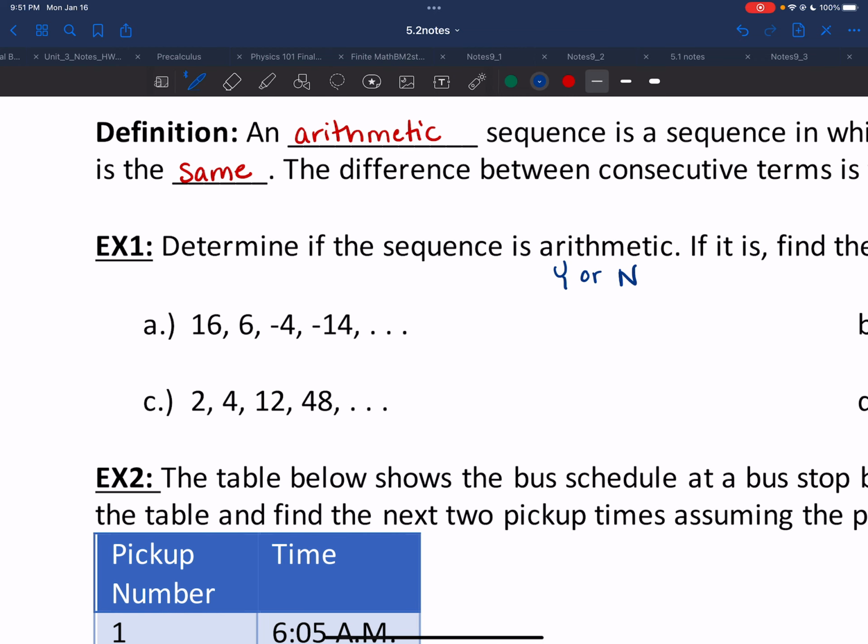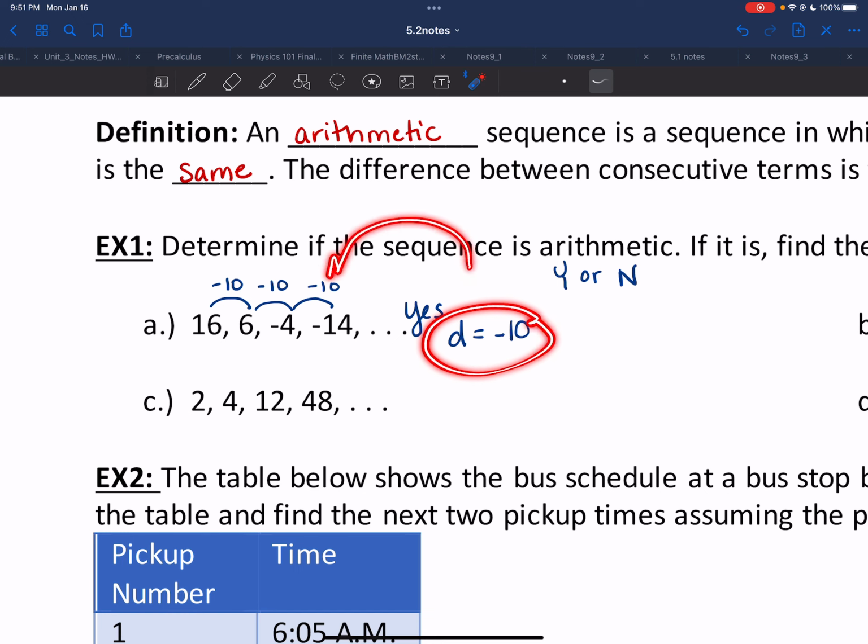So to go from 16 to 6, that means that I've gone down 10. From 6 to negative 4, also down 10. Negative 4 to negative 14, also down 10. So I can say, yes, this is arithmetic, and D is equal to negative 10. So when I have a value like this, it's really speaking to the difference between each of my terms.